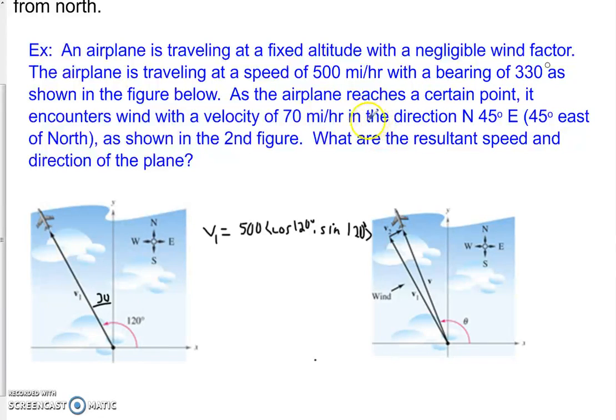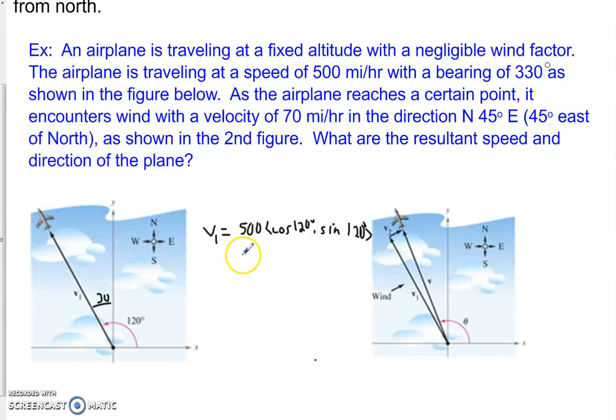It says, as the airplane reaches a certain point, it encounters a wind with a velocity of 70 miles per hour in the direction 45 degrees north of east. So north of east, here would be straight east. It's a 45-degree angle there, or 45 degrees east of north, I guess I should say it that way, as shown in the second figure. What is the resultant speed and direction of the airplane?